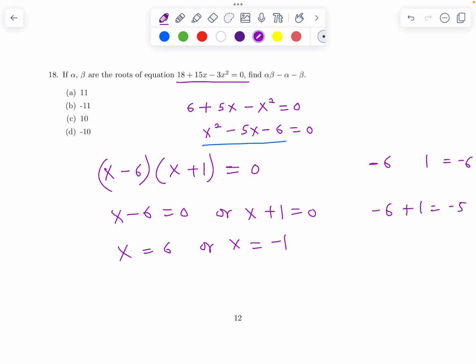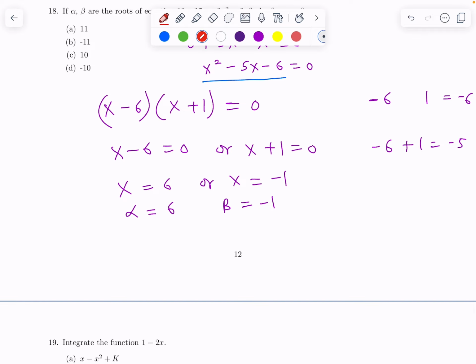So since these are the roots of this, I'm going to just call one of them alpha, the other beta. So alpha is equal to 6 and beta is equal to negative 1. So remember, what I want to find is alpha beta minus alpha plus beta. So what is alpha beta? Alpha beta is 6 times negative 1, which is just negative 6.